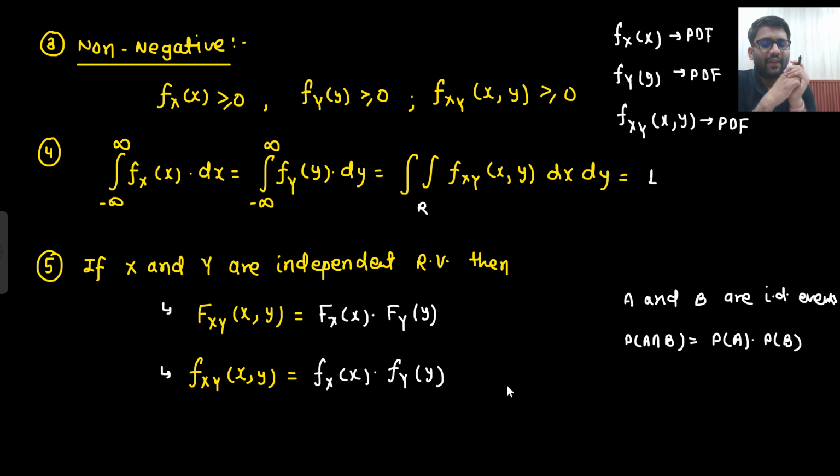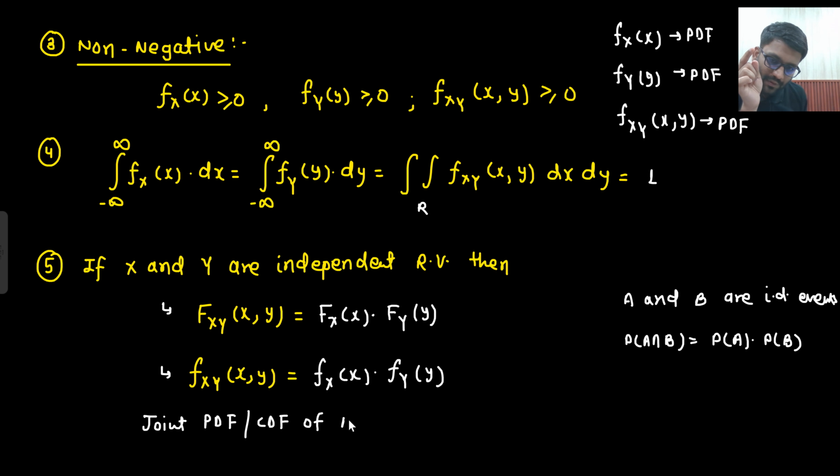If x and y are independent random variables, then the joint PDF of random variables x and y would be equal to the marginal PDF of random variable x multiplied with the marginal PDF of random variable y. What I am saying is, the joint PDF or CDF of random variables x and y would be equal to what?